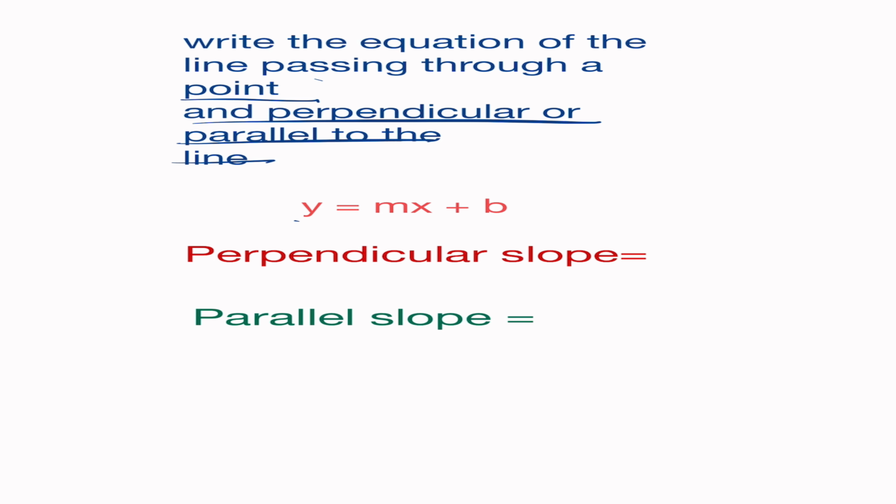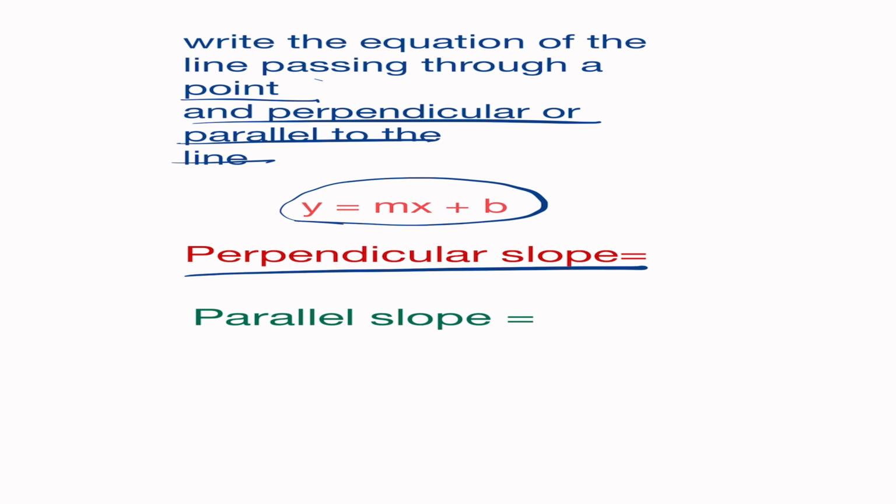So let's say we have an equation y equal mx plus b, right? The perpendicular slope of this equation is always going to be the negative reciprocal of this slope. So if we have m here, the reciprocal will be 1 over m, and if we have a positive, it's going to be negative. So the perpendicular slope is always this, okay, for this equation.